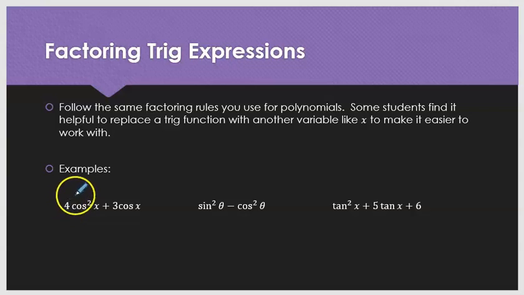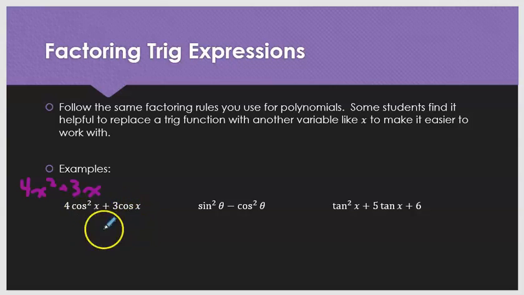For example, on this first one I have written here, we have cosine to the second power and cosine to the first power. We're using the same trig function twice. So if it helps you, you could rewrite this as 4x squared plus 3x. And then I hope you would be able to factor that normally. And at the end, you would just have to go back in and replace all the x's with cosines. But the same rules apply here.